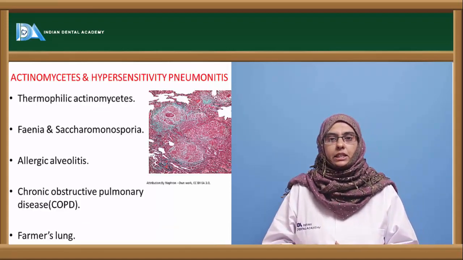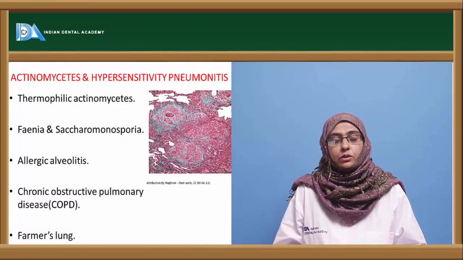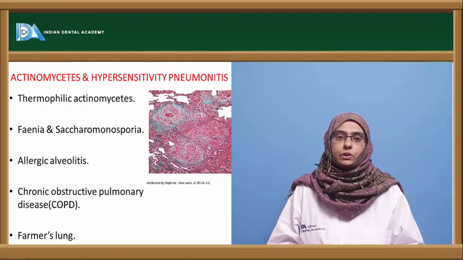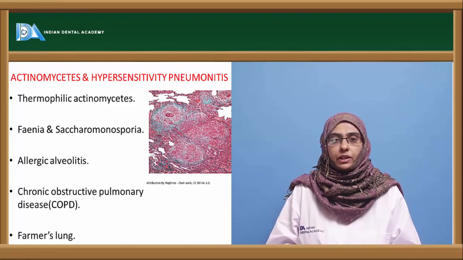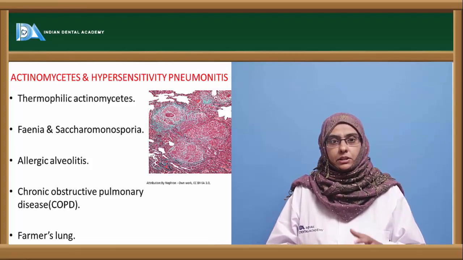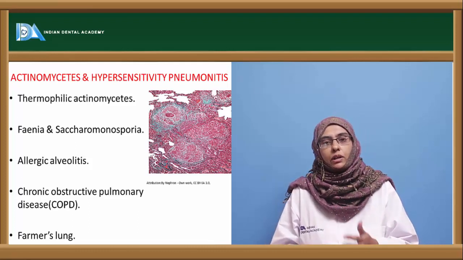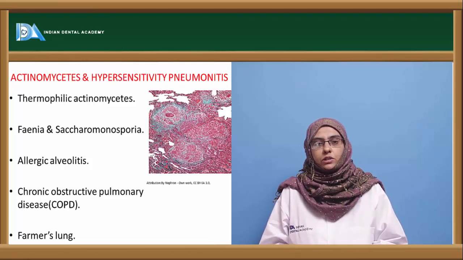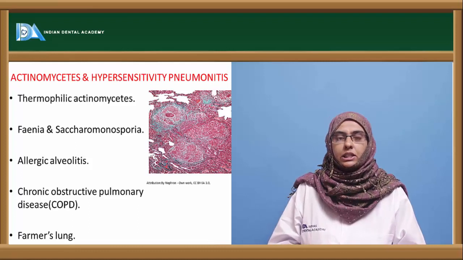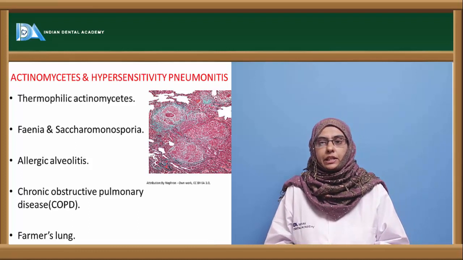Next is Actinomycetes hypersensitivity pneumonitis. This organism also has the ability to cause a hypersensitivity reaction. Hypersensitivity is an exaggerated immune response, and the organisms involved are mostly the thermophilic Actinomycetes, for example Thermoactinomyces and Saccharomonospora. When their spores are inhaled, they usually cause allergic alveolitis, which can lead to chronic obstructive pulmonary disease, also called farmer's lung. So Actinomycetes are the organisms that cause actinomycosis, and apart from that, they are also involved in the hypersensitivity reaction in allergic individuals, leading to farmer's lung.